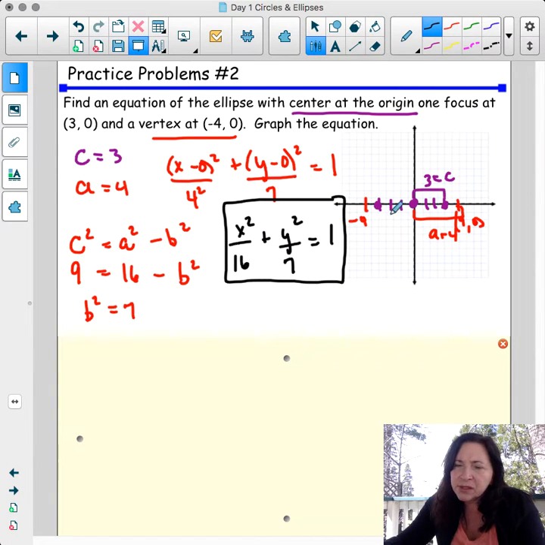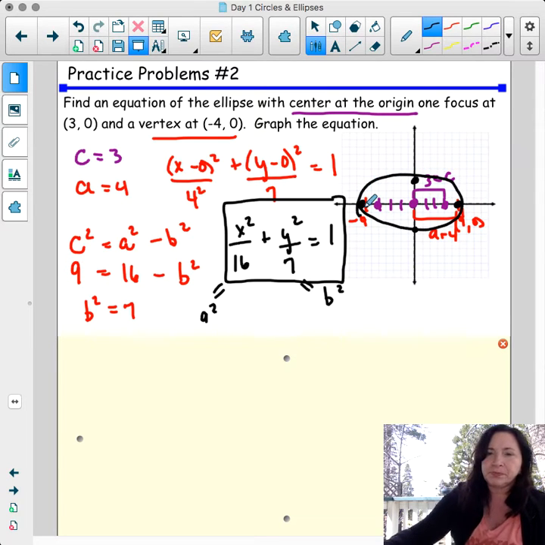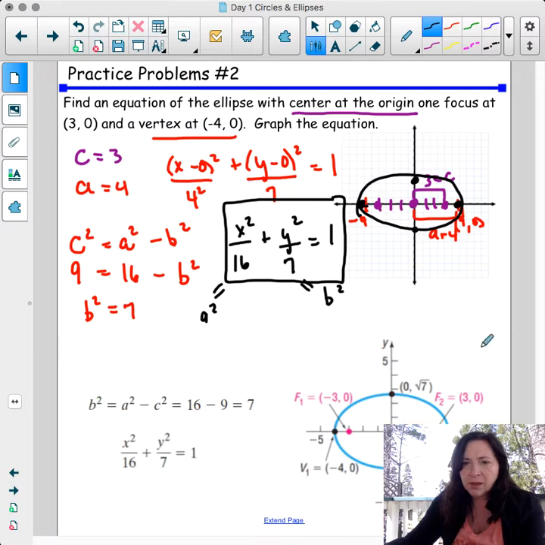And graphing this, lastly, if this is equal to b squared, that being the smaller value, and this is equal to a squared, I know I would need to go 4 in both directions on my major axis. But in this case, I'm going to go the square root of 7. So approximating that, we'll just say it's around here, taking the square root of 7, and we're going to do this. There's my graph. And this is just another equation of what I just did.